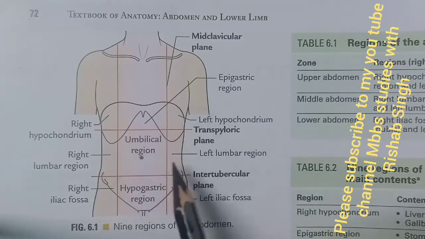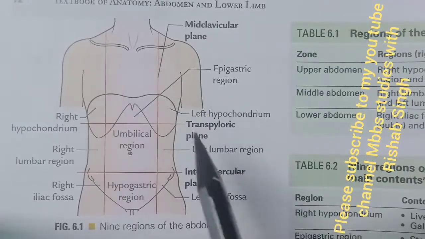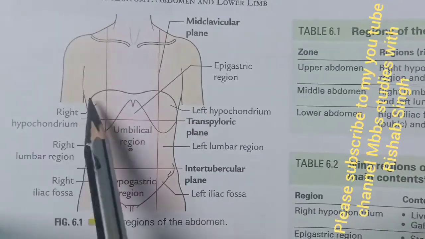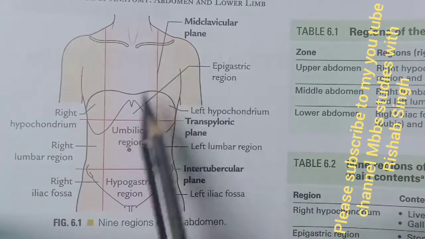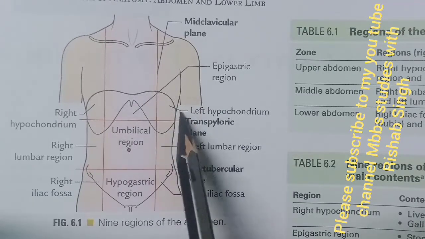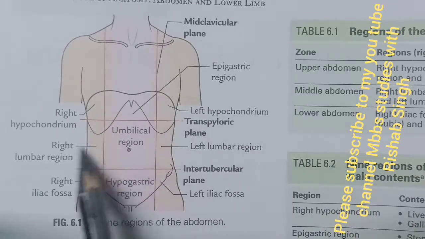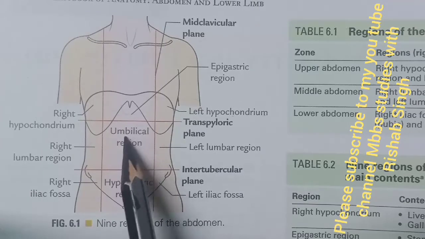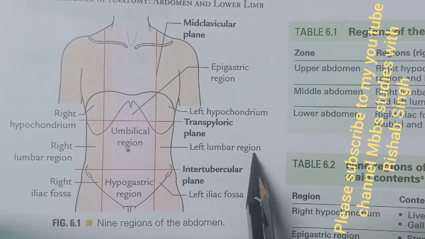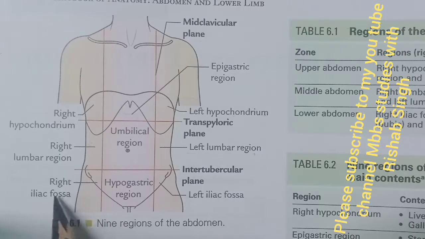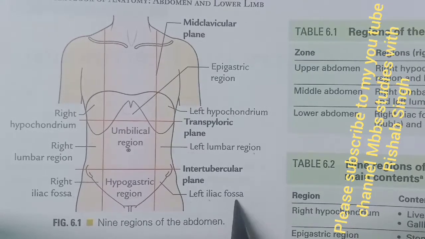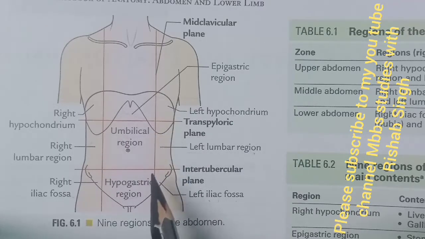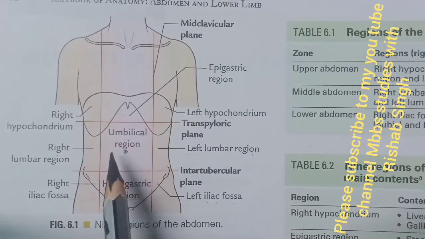Now these regions contain certain organs. The 9 regions of the abdomen are the right hypochondrium region, then the epigastric region, and the left hypochondrium. This is the right lumbar region, this is the umbilical region, this is the left lumbar region, this is the right iliac fossa region, this is the hypogastric region, this is the left iliac fossa region. So these are the 9 regions of the abdomen, which contain certain organs.